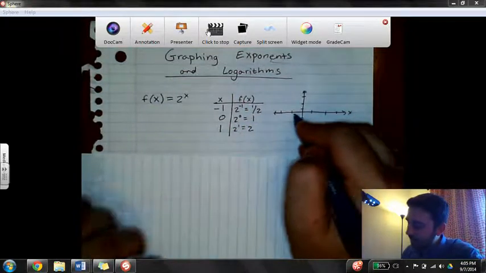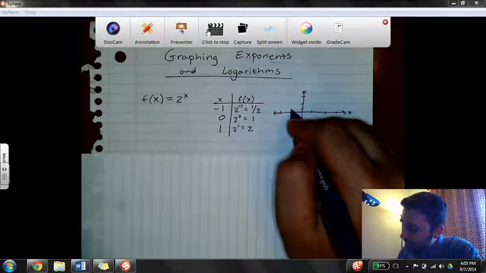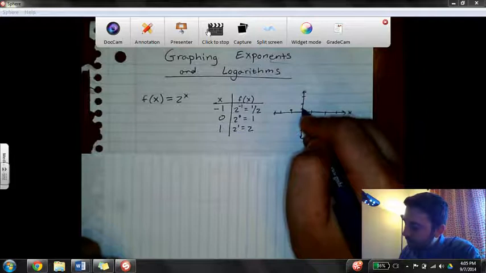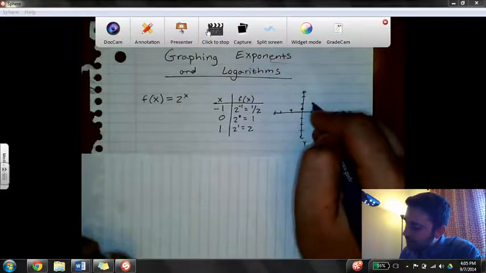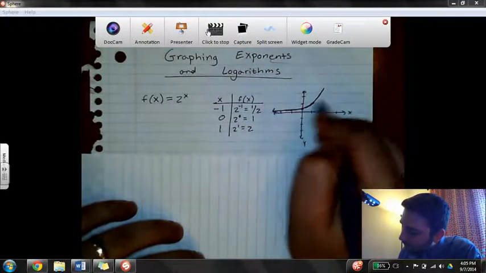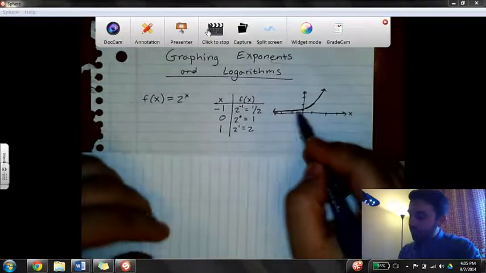So now I can plot points. At -1, I have a positive 1/2. At 0, I have 1, and at 1, I have 2. And from our knowledge of functions, we know the general shape of the exponential function.